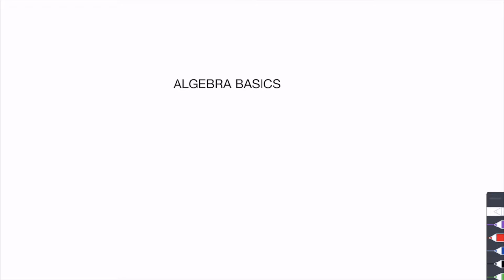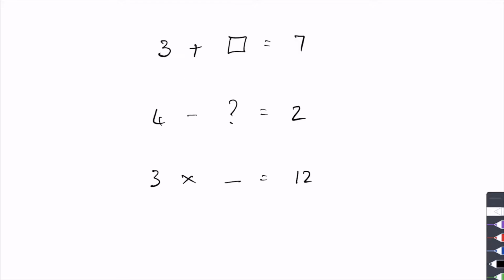Today we'll be looking at the basics of algebra. Here we can see 3 plus something is equal to 7, 4 take away something is equal to 2, 3 times something is equal to 12. And we know the answer is fairly simple in these cases, so we know 3 plus 4 is 7, 4 minus 2 is 2, and 3 times 4 is 12. So we know what the unknown is.